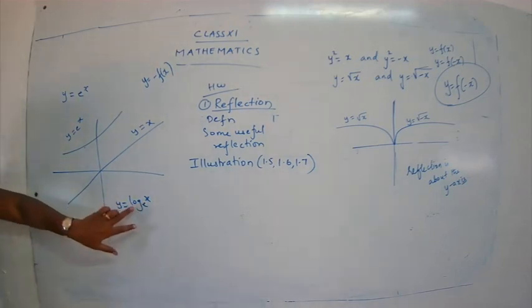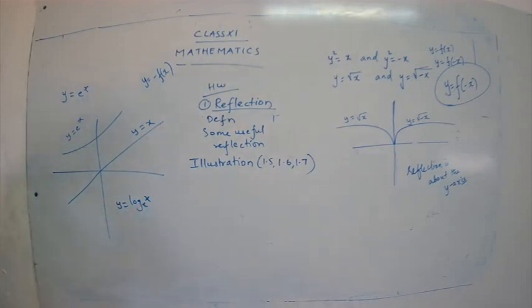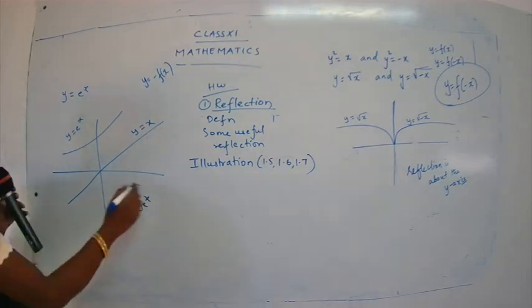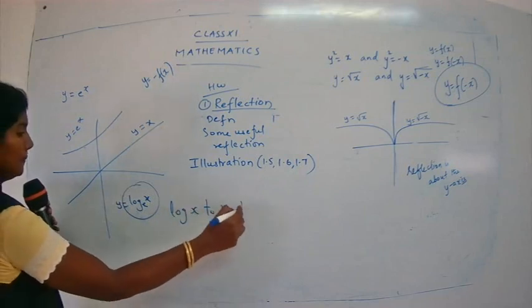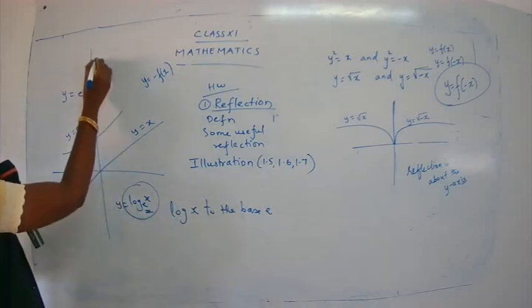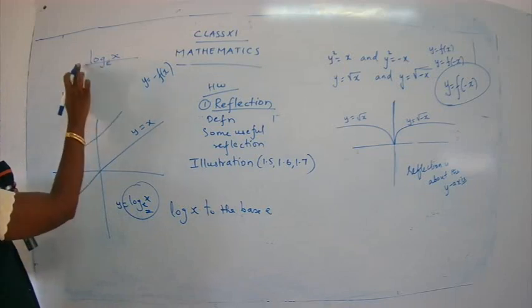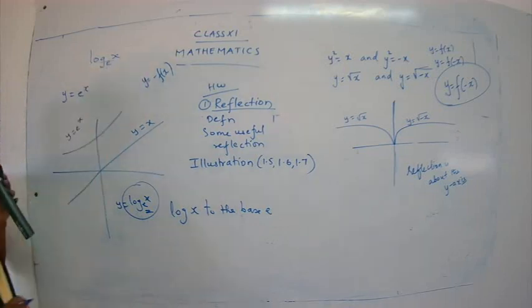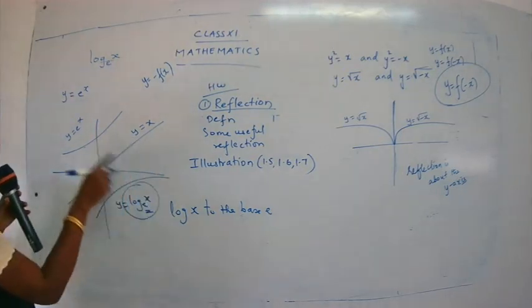How to read this, children? Log x to the base e. I'll read it once again for you. Log x to the base e. What is the base here? E is the base, that is, log x is written on the same line, and e is written a little below. Okay. So since they are inverses, you will get a graph over here, somewhat like this.